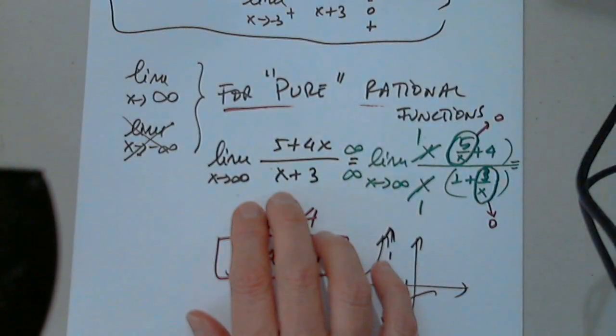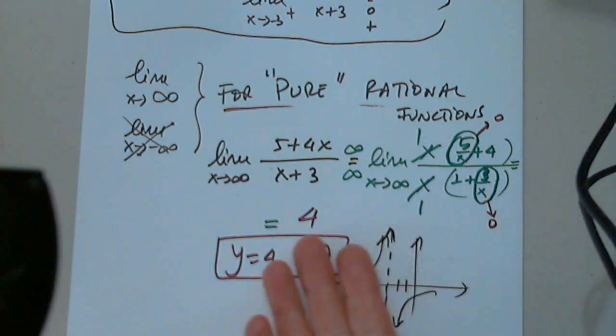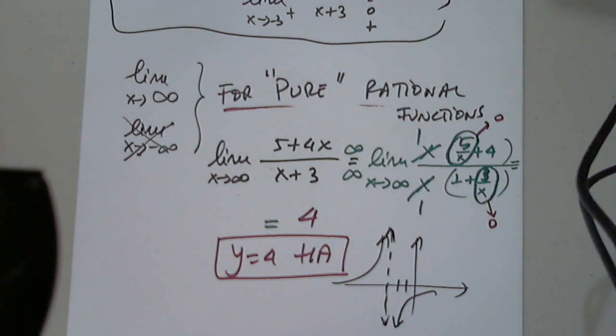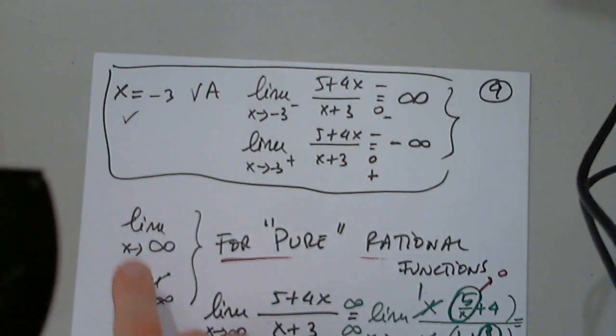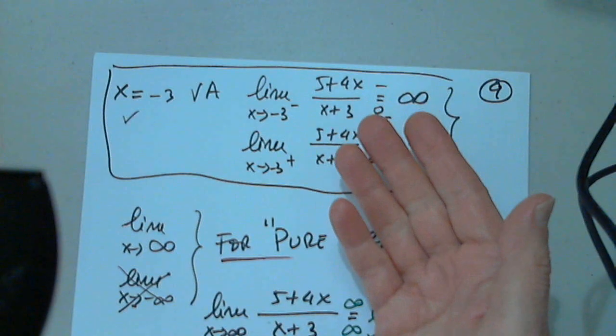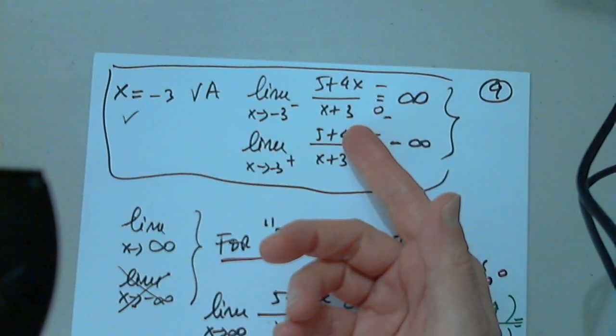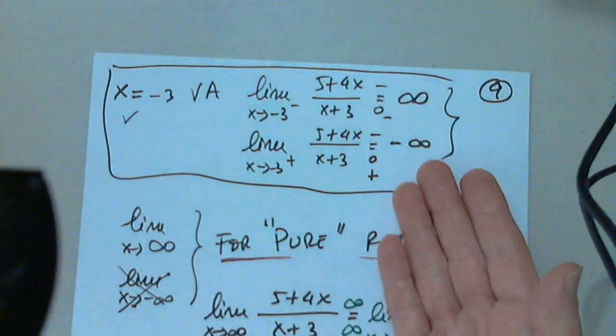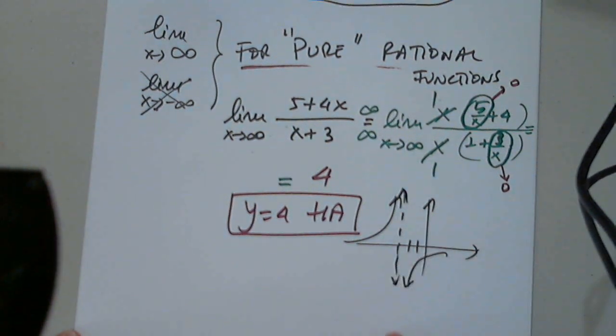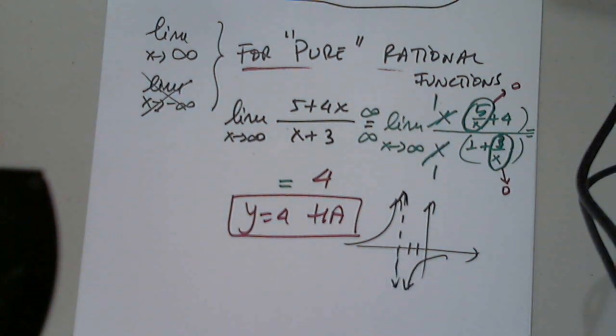It's the same thing with a horizontal asymptote. If I don't find the limit, I will not be able to identify the horizontal asymptote. Here, I identify the vertical asymptote because the function is undefined at negative 3. But I have to show the limits. I have to determine this part. If I don't determine that, then just saying that x equals negative 3 is a vertical asymptote doesn't mean much.